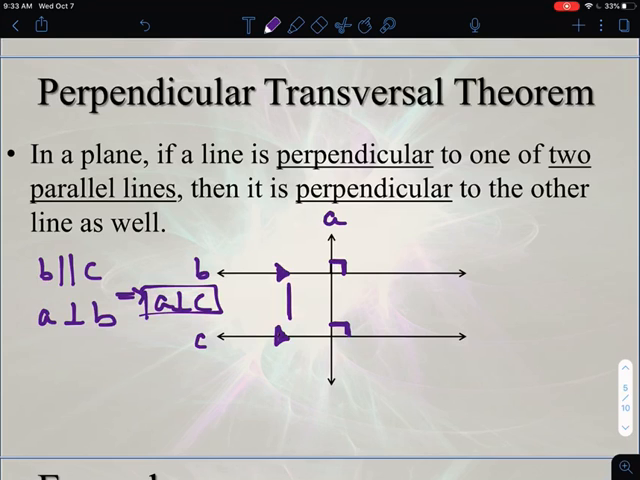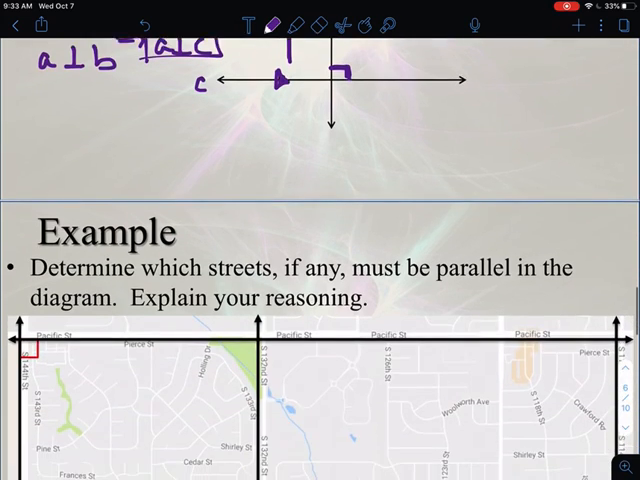And you could use this perpendicular transversal theorem, you could use corresponding angles to make sure that you get the right angle and then definition of perpendicular. But basically all you need to do is tell me that they're perpendicular based on this theorem here.